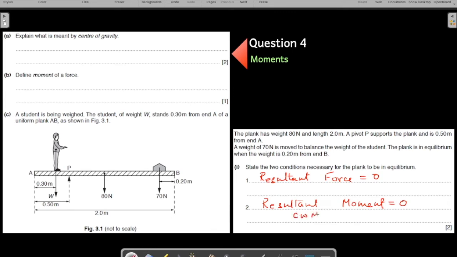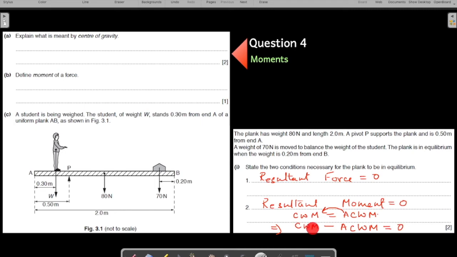Clockwise moment should be equal to anti-clockwise moment. If you are saying this thing, what does it mean? Clockwise moment, if you are taking this thing on the same side, minus anti-clockwise moment is 0. What do you see?